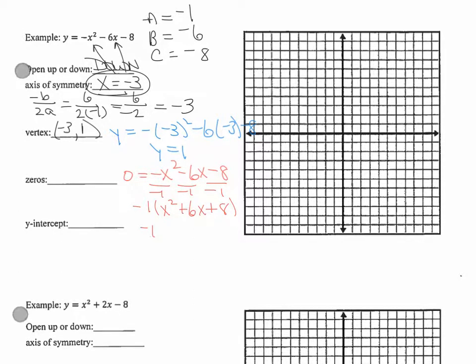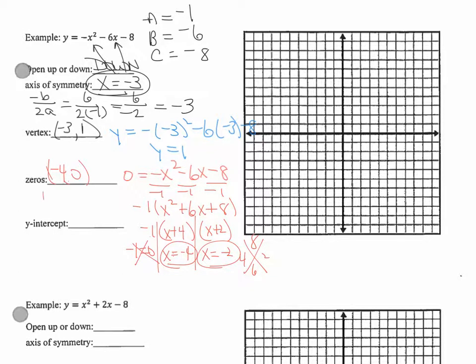And now I'm going to factor 8 and 6. Factors of 8 that make 6: 4 and 2. So I have x plus 4 and x plus 2. So I'm going to split all of these up. X equals -2. X equals -4. -1 equals 0. Is that a true statement? No, so it's not an answer. So my zeros are -4, 0 and -2, 0.